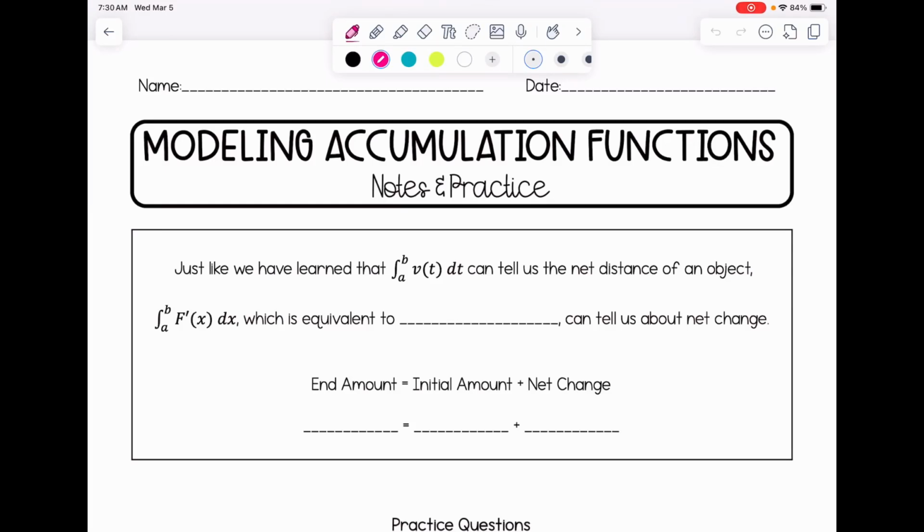In this video, we're going to be talking about real-life applications of accumulation functions. Just like that, we have previously learned that the integral from a to b of the velocity function v of t dt can tell us the net distance of an object. When we take the integral of a derivative function, in this case a to b of f prime of x dx, that's a reminder of our fundamental theorem of calculus. That can tell us about net change.